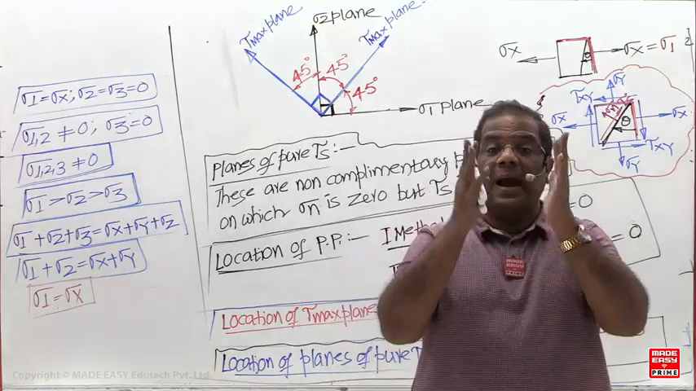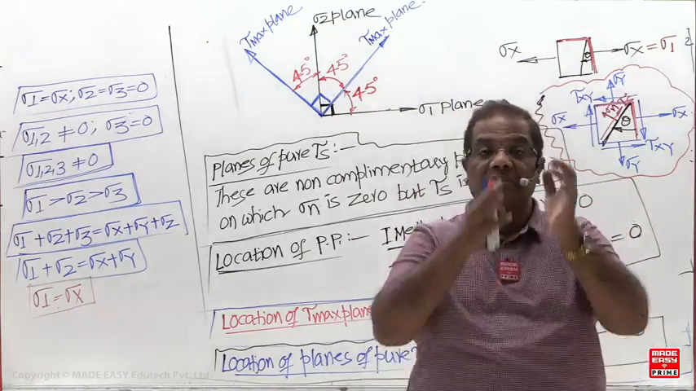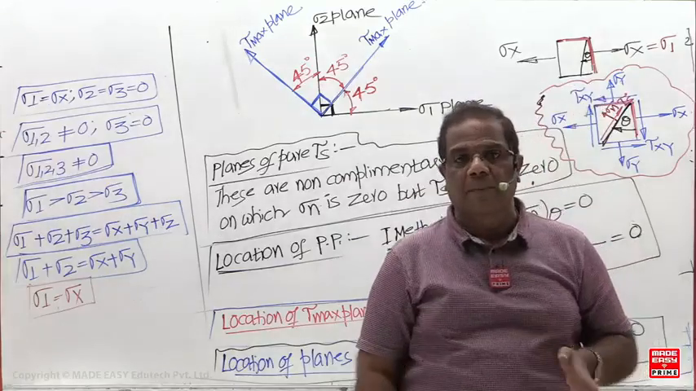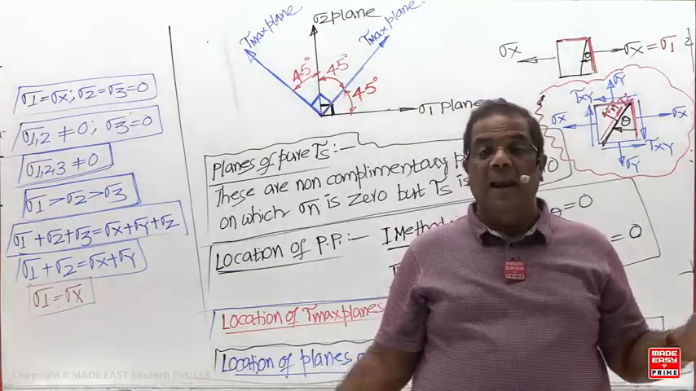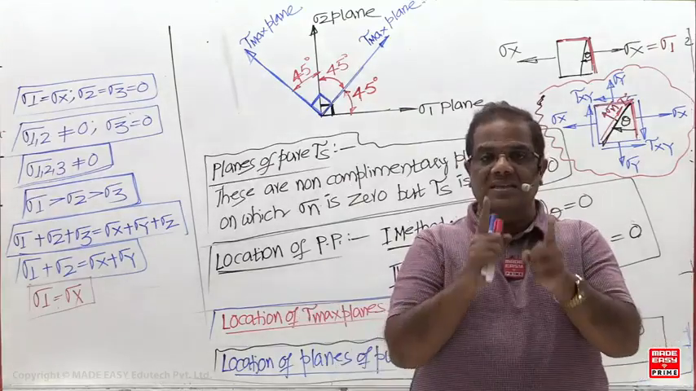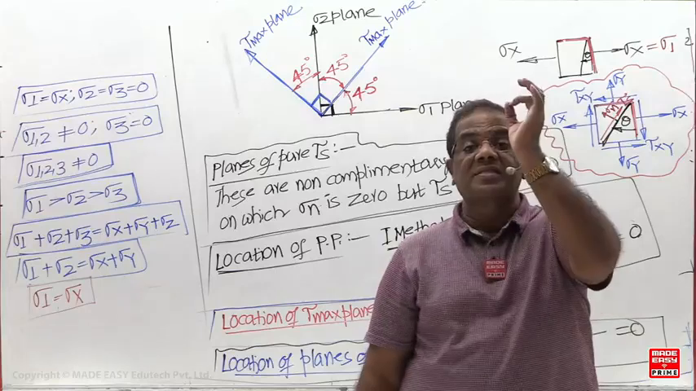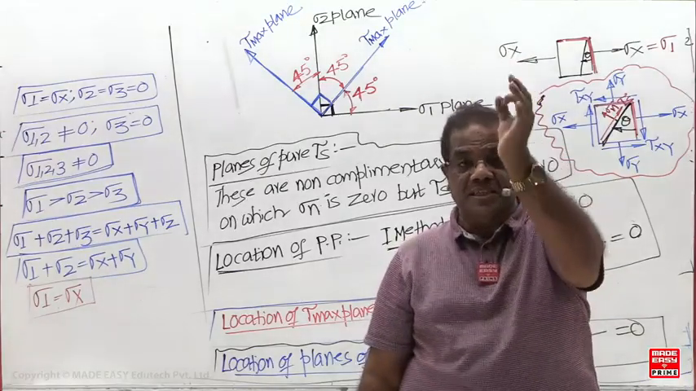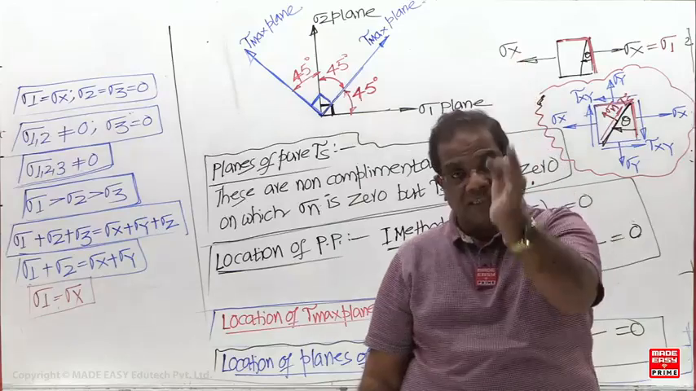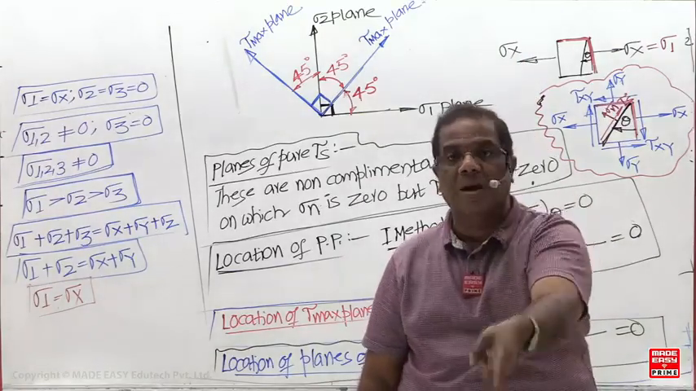Normal stress is going to be maximum only on the planes of zero shear stress. But whenever shear stress is non-zero on a plane, that normal stress is neither the maximum nor the minimum. Remember this: for the normal stress on any plane to become maximum or minimum, the shear stress on that plane should become zero. But whenever shear stress is non-zero, the normal stress on that plane is neither maximum nor minimum.